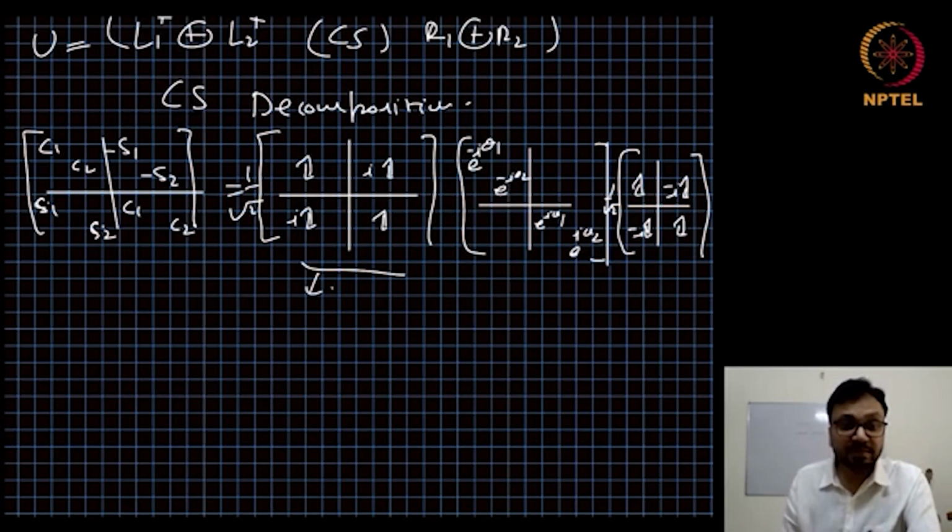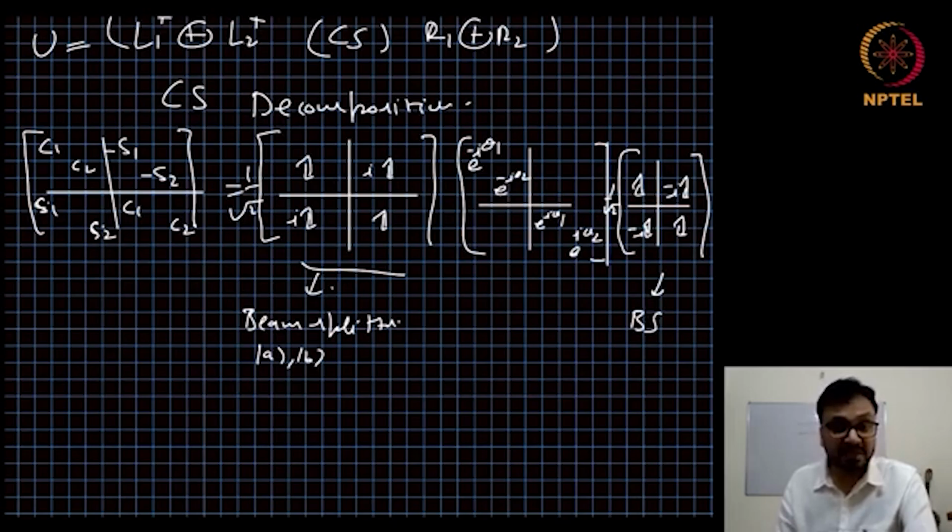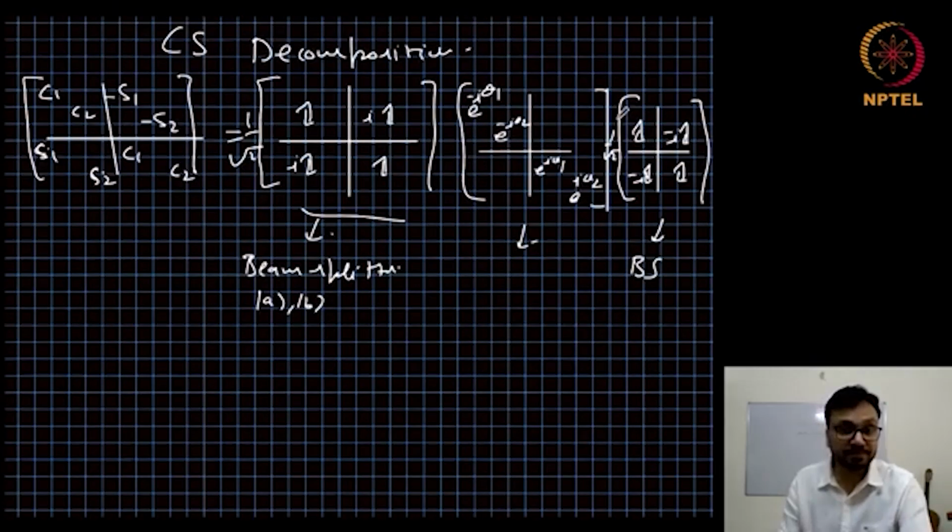This matrix is a beam splitter acting only on the path information A and B, irrespective of the polarization. It does not depend on polarization. Similarly, this matrix is the beam splitter matrix, and it does not depend on the polarization state. But this is a phase matrix which gives a phase of theta 1 and theta 2 to horizontal and vertical polarizations in the two different paths.